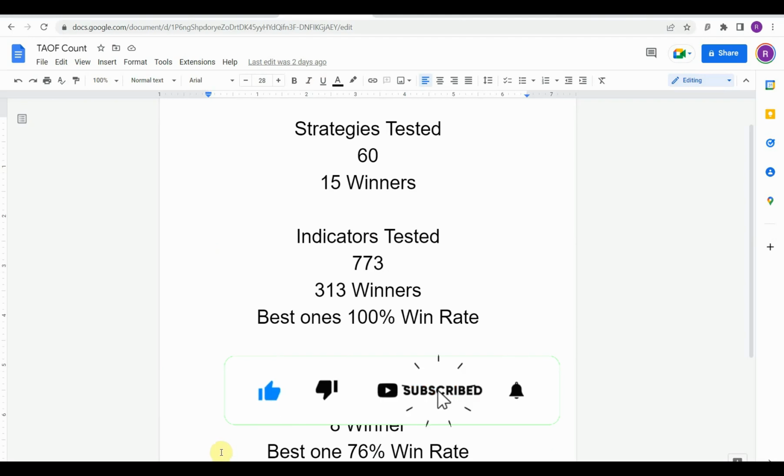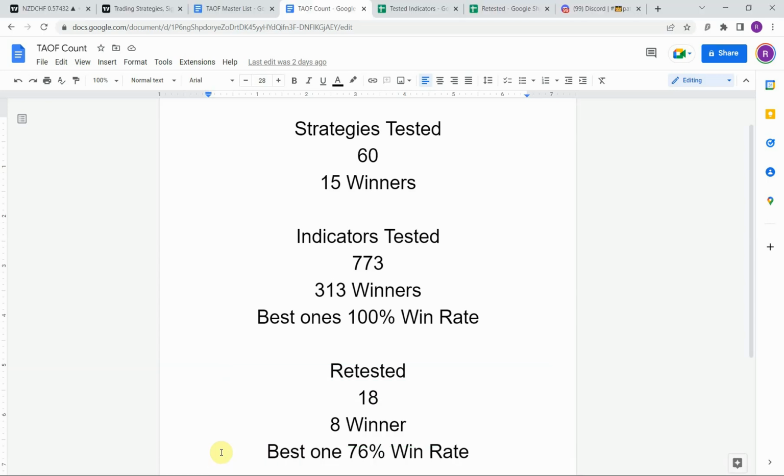We've also retested in the advanced testing 18 of the winning indicators. 8 of them have been able to maintain the winning status. The best one, a 76% win rate. Now keep in mind that we test most of these strategies and indicators on the Forex and crypto market, but they can be applied to just about any market and time frame universally.